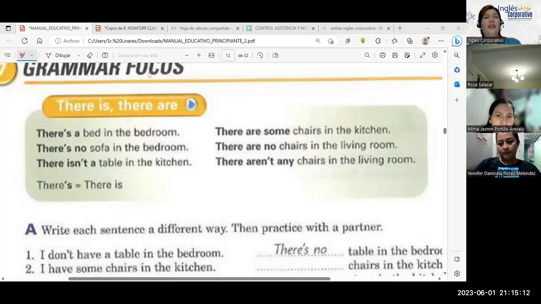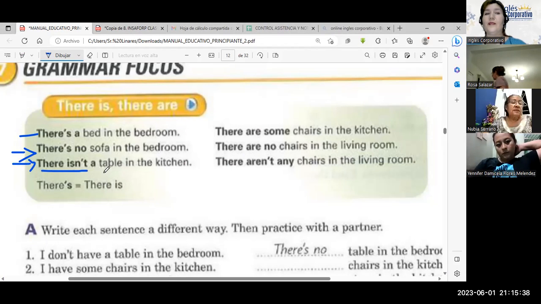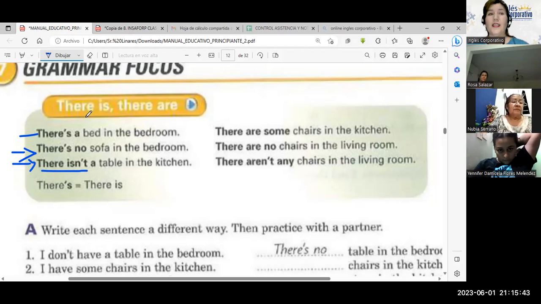Okay. The first sentence that you have here. There is a bed in the bedroom. What about the next one? Can you help me to read the next one? There is no sofa in the bedroom. What about the next one? There isn't a table in the kitchen. This is singular. Let's go with the plurals.